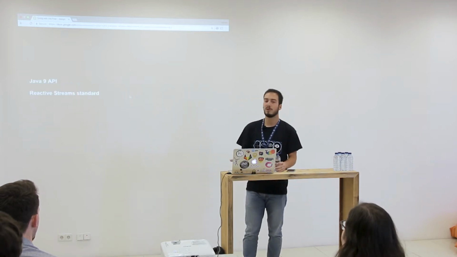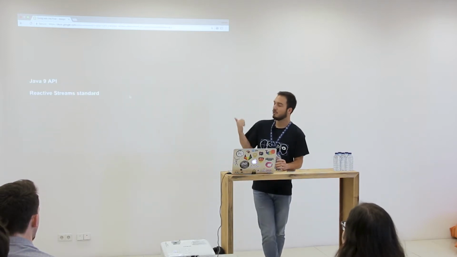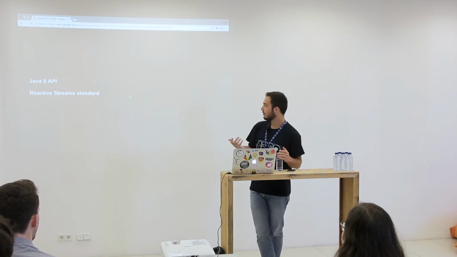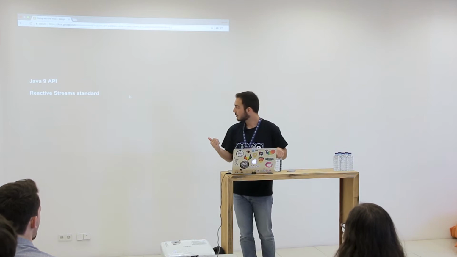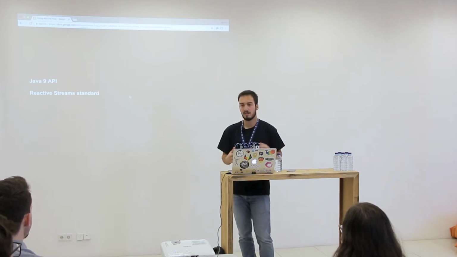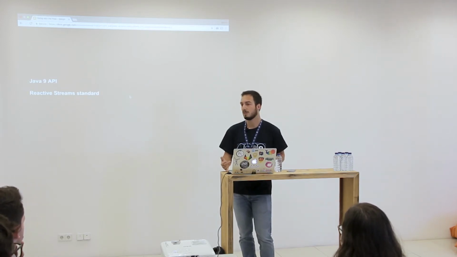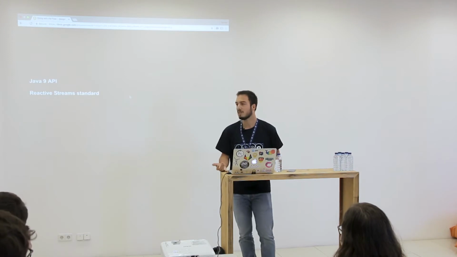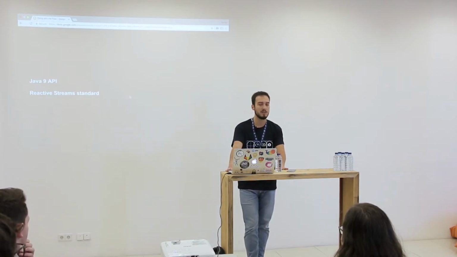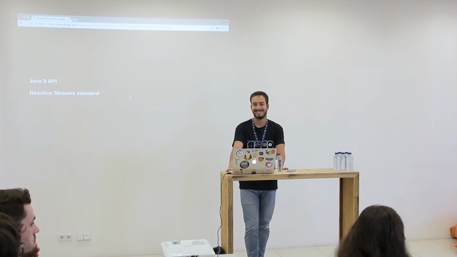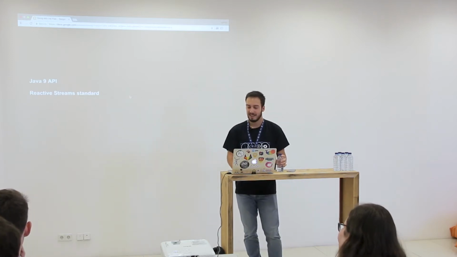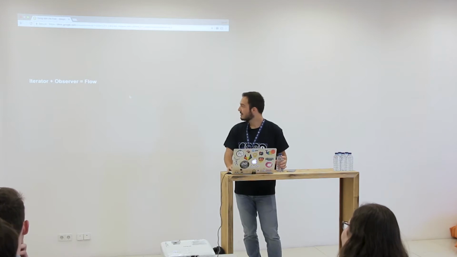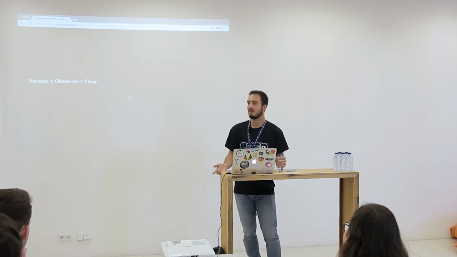So what am I talking about? When I talk about flows, I mean it's a new Java 9 API, but it's not new. It is based on the reactive stream standard. And basically, it's the standard for reactive programming on the JVM. So does anyone know what reactive programming is? No? No one? OK. So basically, it's a mix of the iterator and observer pattern.